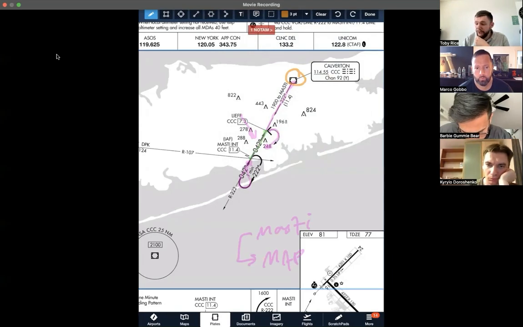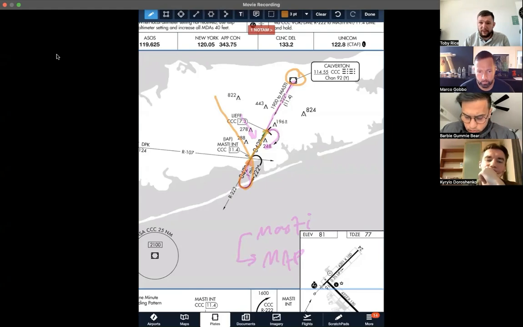On the GPS, you can just go direct to MASTI, do a teardrop entry, and once you hit MASTI, flick over to green needles and descend, and fly the green needles until your missed approach point, which the GPS will tell you. And then at the missed, execute the missed procedure, and then flick back to GPS, go to MASTI and hold.